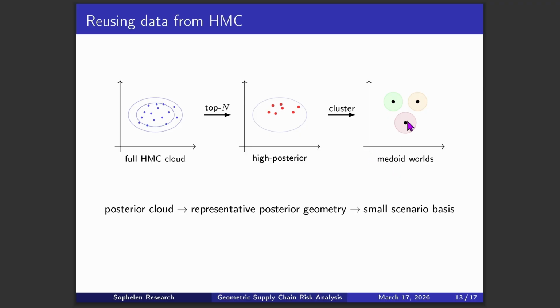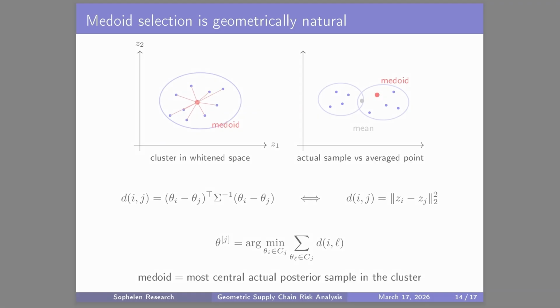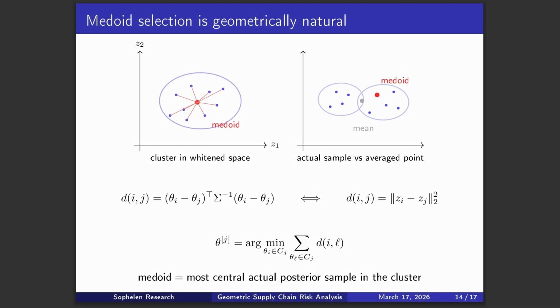So each medoid would be representative of the current state of the supply chain, right? Instead of using all the samples, that would be too much. We would choose a representative from each cluster, right? And then from each representative, we would do a 7 to 14 day rollout. So here we take a closer look at the clustering of the samples of the parameters.